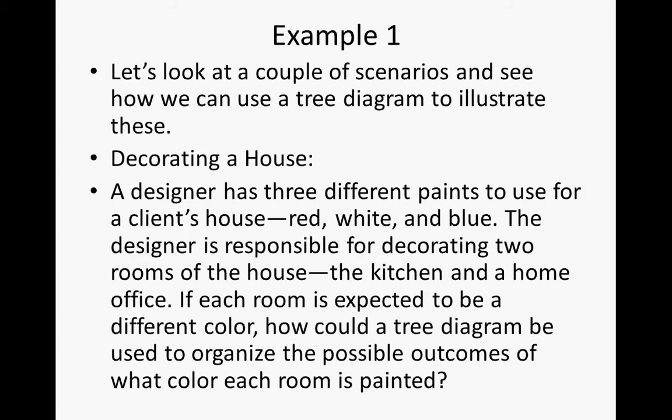A designer has 3 different paints to use for the client's house: red, white, and blue. The designer is responsible for decorating 2 rooms of the house, the kitchen and the home office. If each room is expected to be a different color, how could a tree diagram be used to organize the possible outcomes of what color each room is painted?